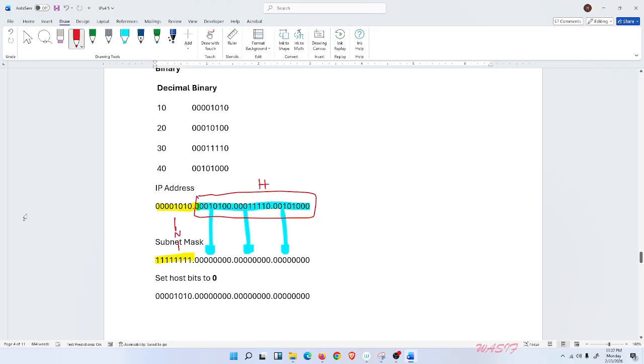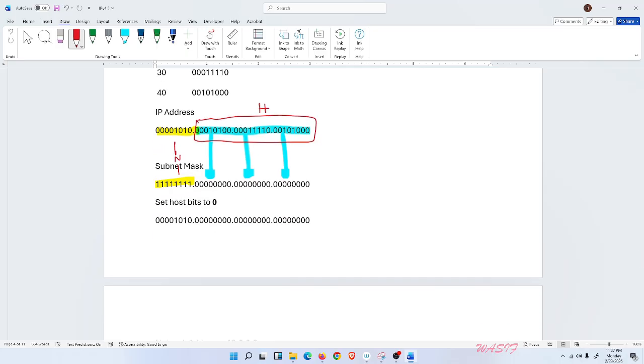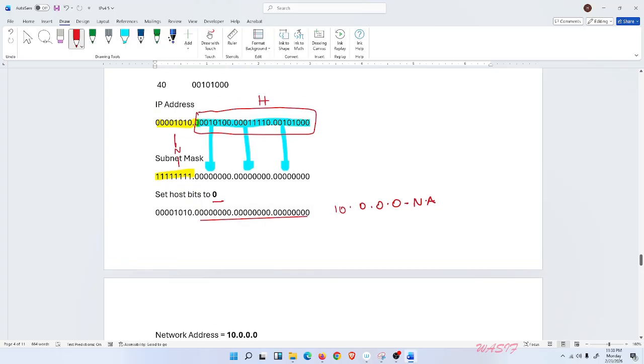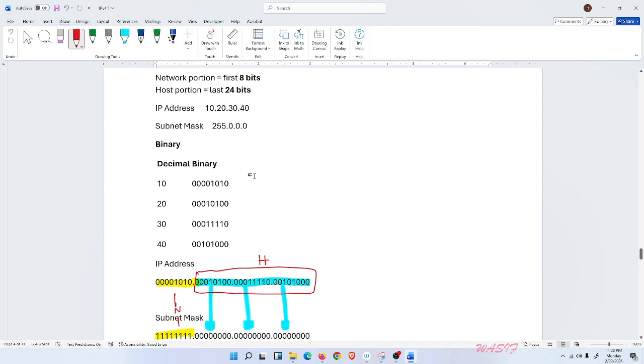Now, according to the formula, set all the host bits to zeros. So if you make everything 0, you will find 10.0.0.0, and this is the network address. So if you look at here, this is the network address. Okay. Any questions? No. Okay.